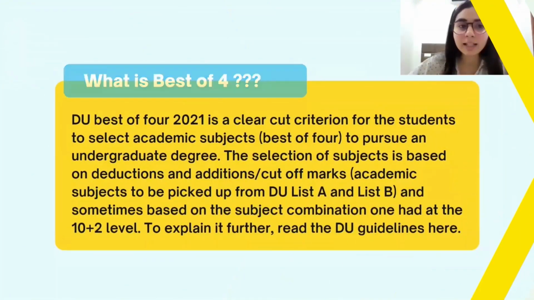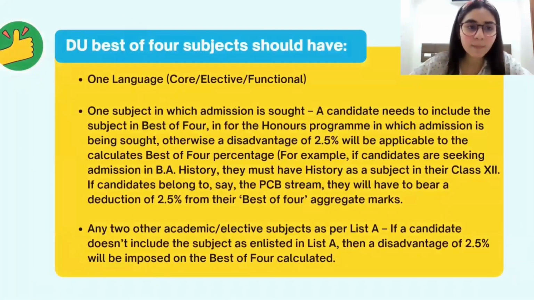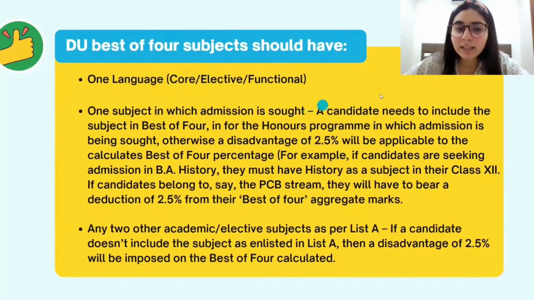Now to explain it further, let us see the Delhi University guidelines. So the DU best of 4 subjects should have one language. That language can be core, elective or functional. One subject in which admission is sought. A candidate needs to include the subject in best of 4 for the honors program in which admission is being sought. Otherwise, a disadvantage of 2.5% will be applicable to the calculation of best of 4. So for example, if you are aspiring for BA honors history, you must have studied history at +2. Otherwise, you will have to face a deduction of 2.5%.